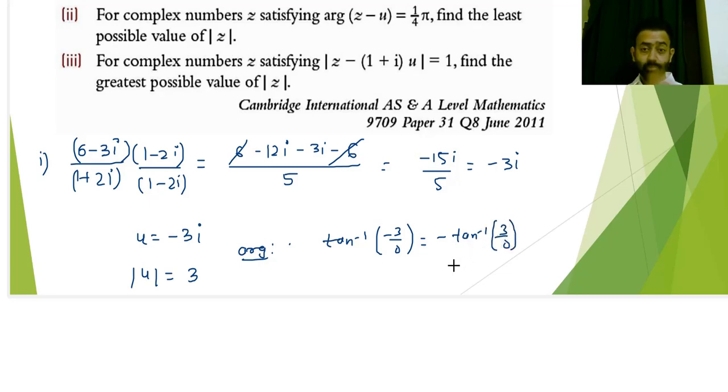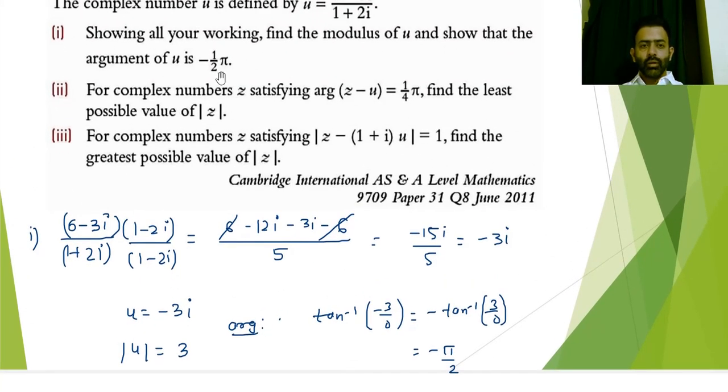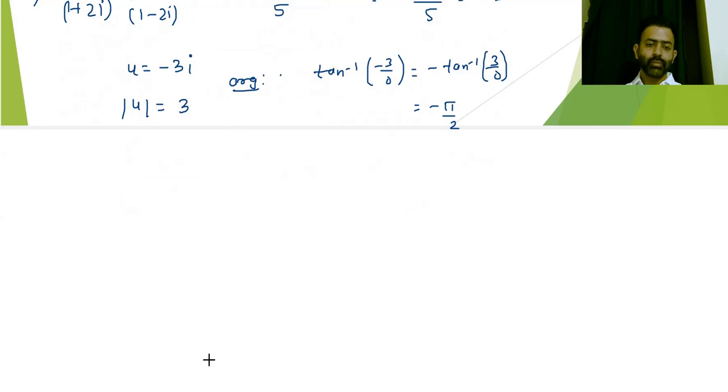This you should know, right? And minus tan inverse 3 by 0 means this is not defined. Not defined means pi by 2. So argument of u is minus pi by 2 and modulus is 3. Fine. Next part says that for complex number z, satisfying argument of z minus u is equal to pi by 4. Right? So argument of z minus u should be pi by 4.